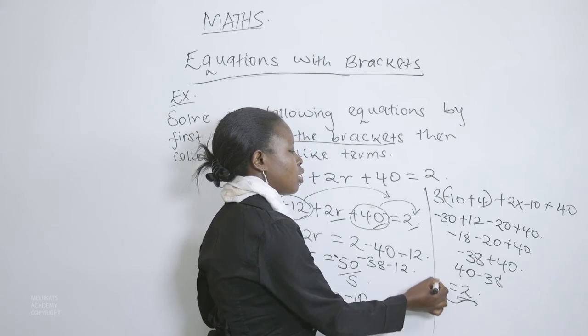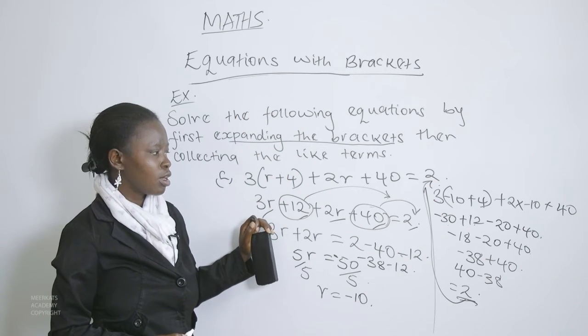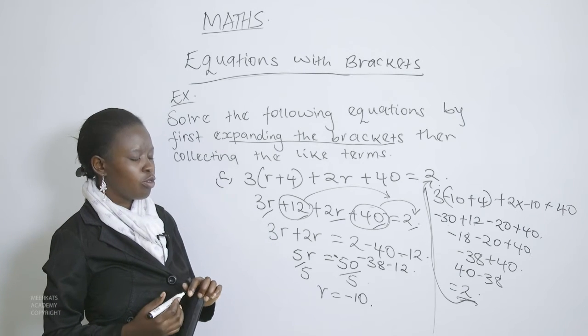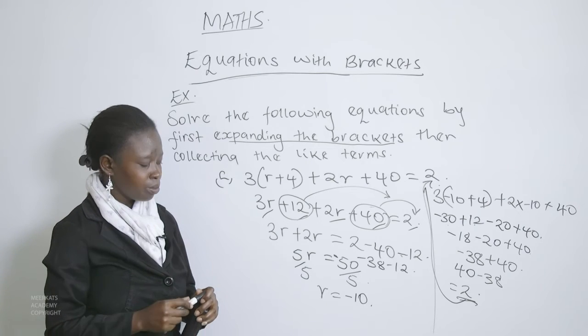So we find that we have the value that we had on the right hand side. So it means that in this equation, our value for r is negative 10.